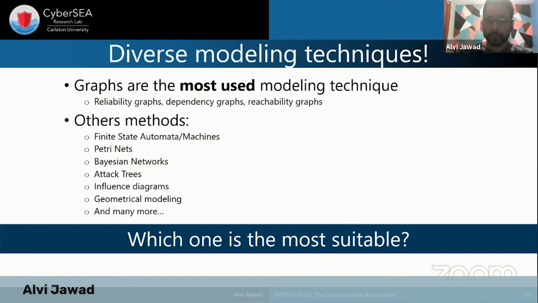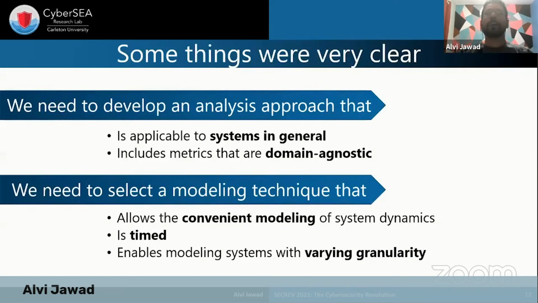So final question was, which modeling technique was the most suitable for us? So after going through this, some things were very clear. We needed to develop an analysis approach. So first, which was applicable to systems in general. So even if we applied it to one system, we could reuse it to define and identify impact on other systems. And we needed to define metrics that are domain agnostic, so they can be used for every single system in general. We also needed to select a modeling technique that allows the convenient modeling of the system dynamics.